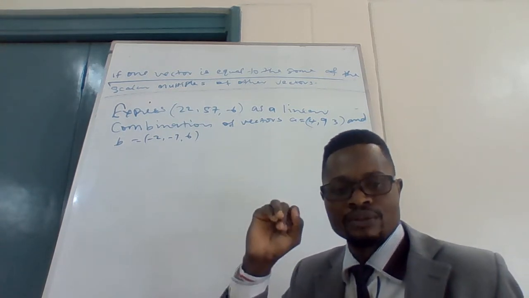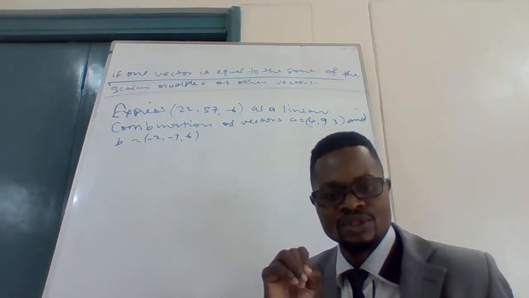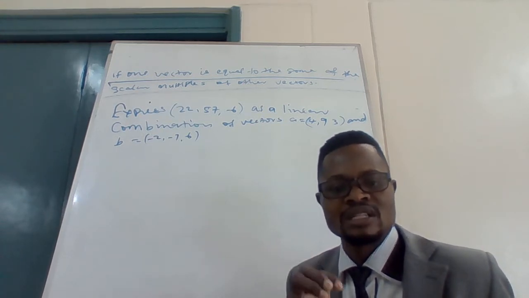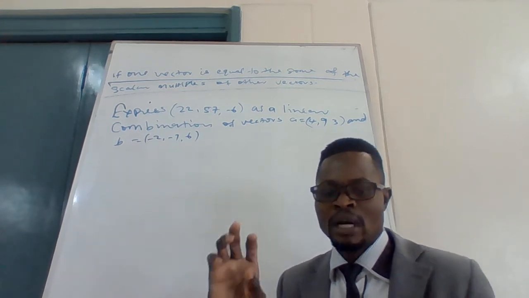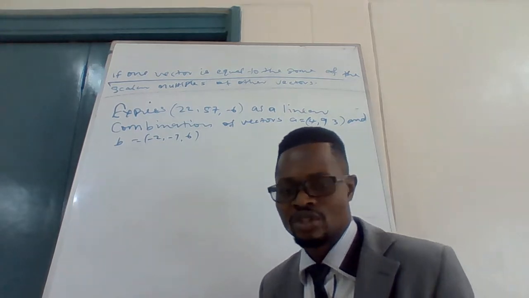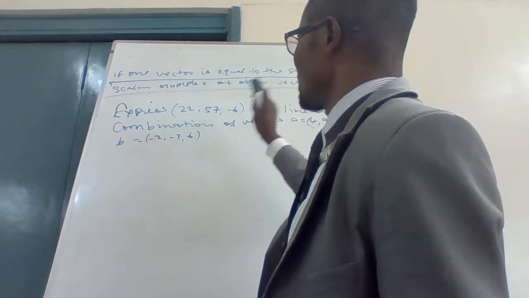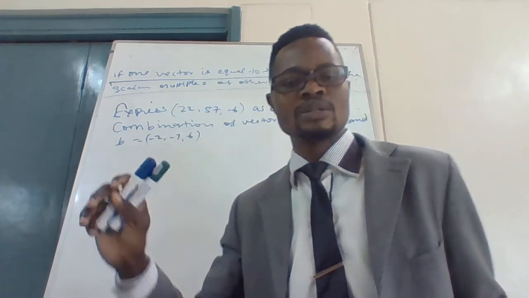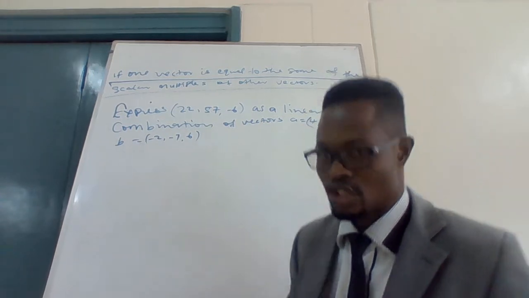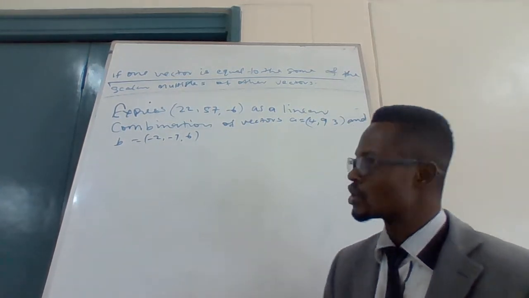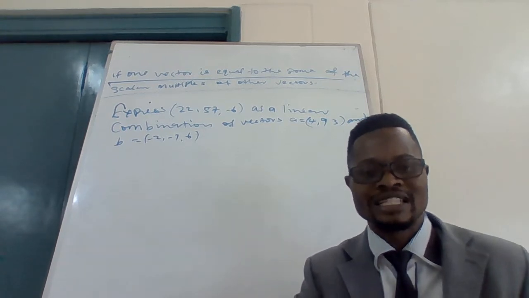Linear combination of vectors. What actually is a linear combination? Or how can you know that a vector is in linear combination with another set of vectors? By definition, we say that if one vector is equal to the sum of the scalar multiples of other vectors, then that vector is in linear combination with them. And that is exactly what we have been asked to express.